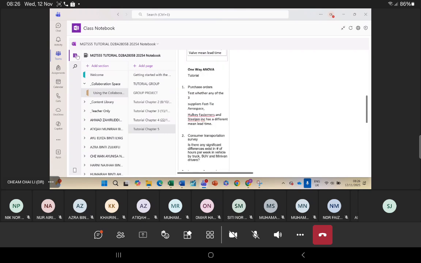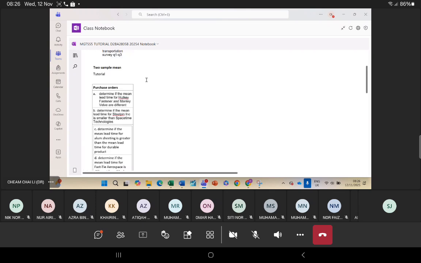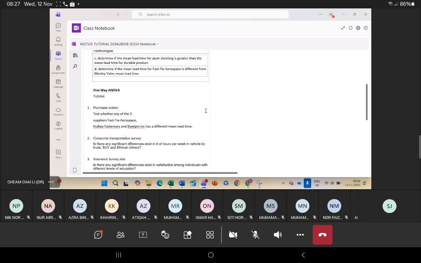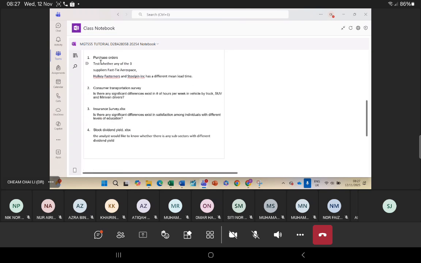Okay, class, can we look at the first one? You need to use the purchase order and then test whether any of the 3 suppliers, Fasti Aerospace, Haki Fastening, and Stripin Incorporation have a different mean lead time. Okay, if you look at the first question, dia punya variable, what is the variable for question number 1?